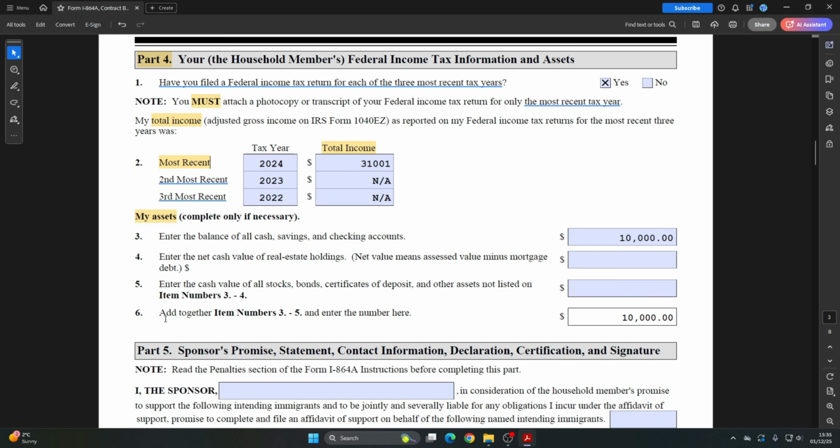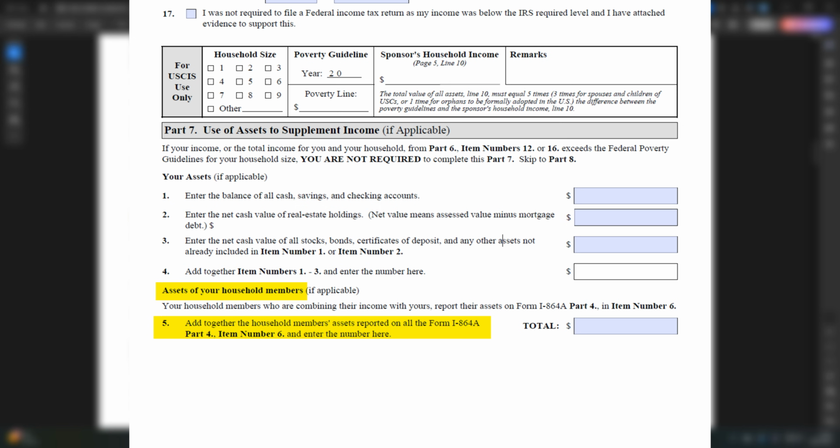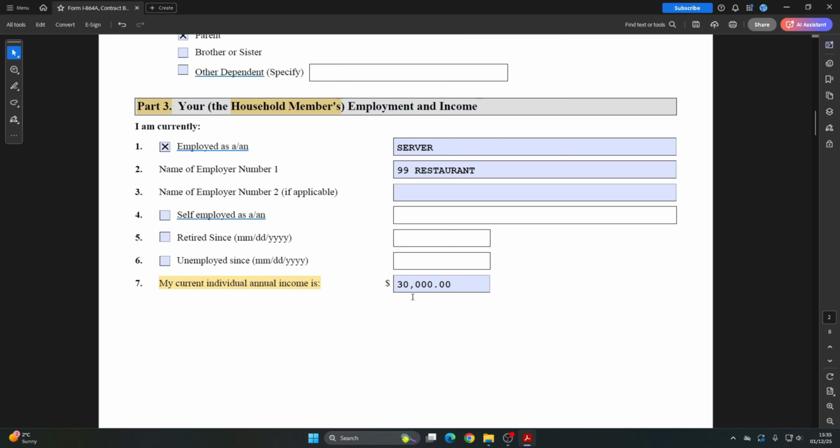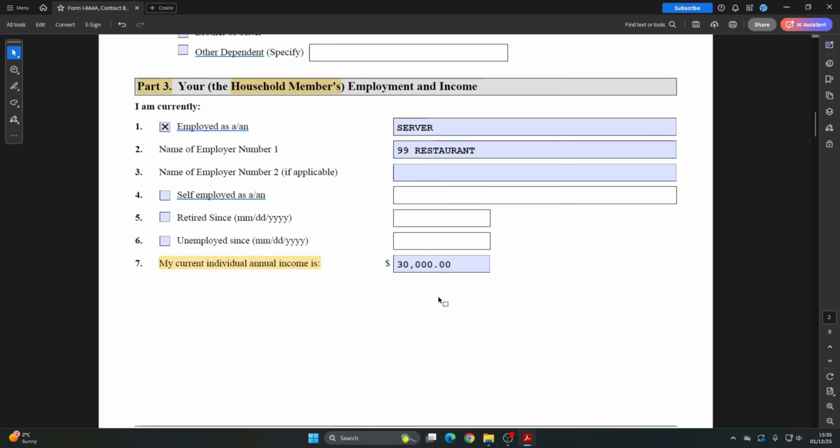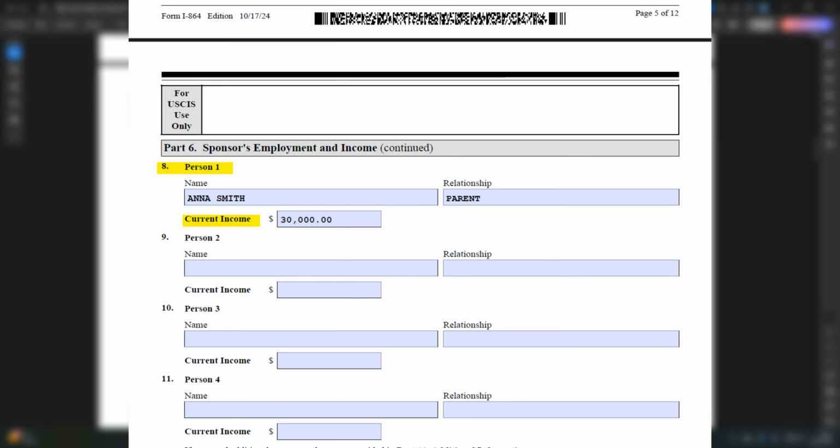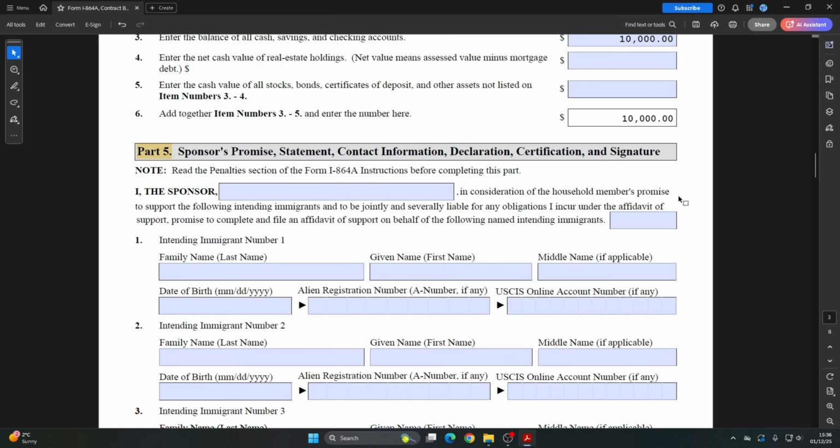And then if you are including your assets, whatever value you wrote here, you will also then respectively write it in the sponsor's affidavit of support in the assets section to add up. Same applies to the individual annual income. This amount should also be reflected in your section of the sponsor's affidavit of support in part 6. Parts 5 and 6 are the signature and certification of your agreement to sponsor the intending immigrants.